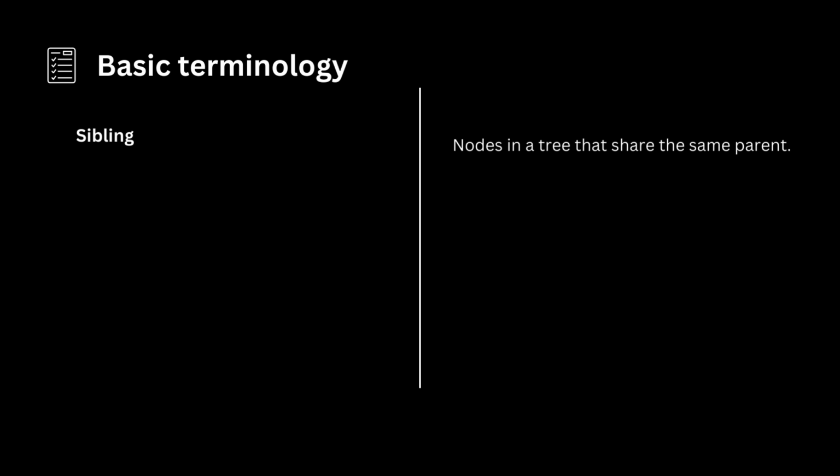Sibling, nodes in a tree that share same parent. Leaf, a node in a tree that has no children. Level, the depth or distance of a node from the root in a tree. Depth, the level of a node in a tree. Height, the length of the longest path from a node to a leaf in a tree.